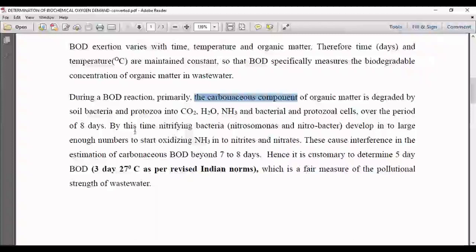But if we find out the BOD value after 8 days, the oxygen along with the degradation of the carbonaceous compound will also be used for oxidizing ammonia into nitrites and nitrates, and we will get the wrong value. So hence it is customary to determine 5-day BOD. If we take 5 days into consideration, the temperature that we keep is 20 degrees Celsius. Normally in India we find out the 3-day BOD, considering the temperature as 27 degrees Celsius, right?